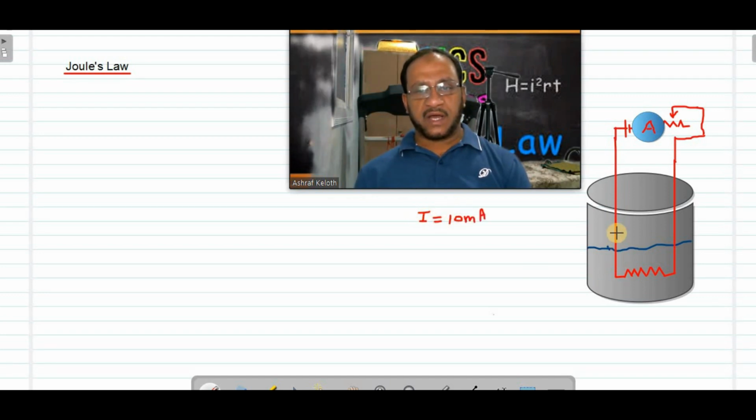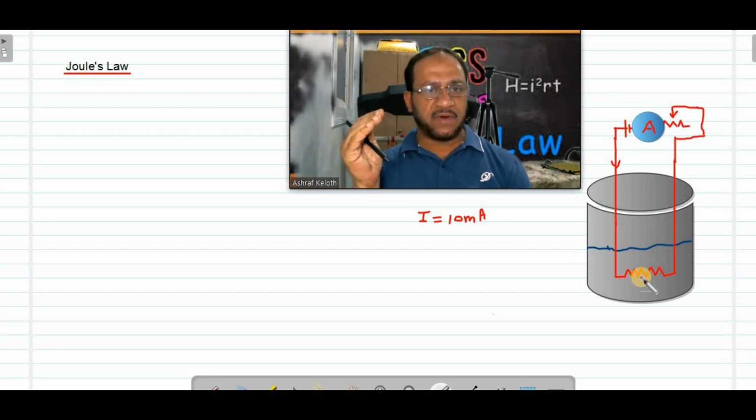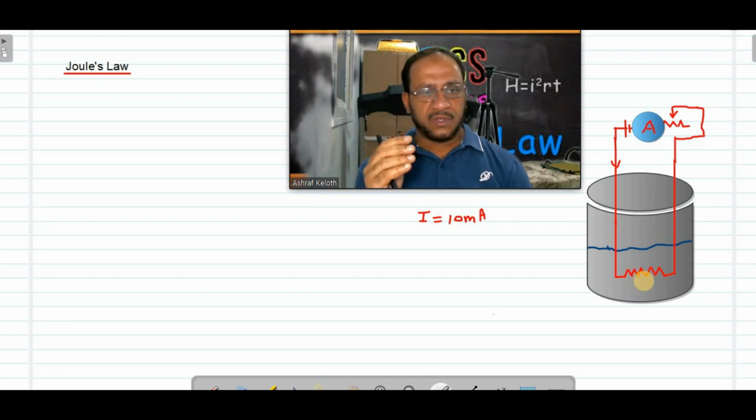What will happen when current flows through this resistor? It will produce energy. It will get heated up. Heat energy will be produced. Because, you know, what is resistance? What is the definition of resistance? Resistance is the property of a conductor to oppose the flow of charges, correct?